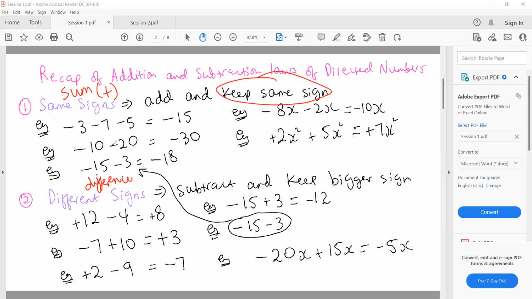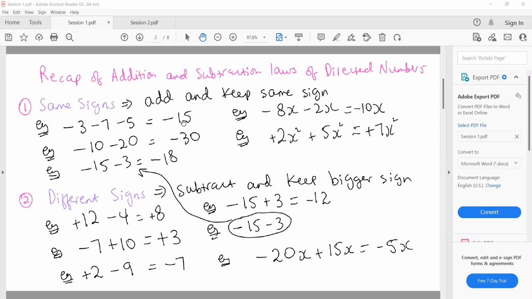For example, minus 10 minus 20 is minus 30. You add them, you sum them, and you keep the sign. Different signs now. We want to subtract and keep the sign of the bigger number. For example, positive 2 minus 9. We see different signs here, so we subtract them. 9 take away 2 is 7. We keep the sign of the bigger number, and we're good to go with this.